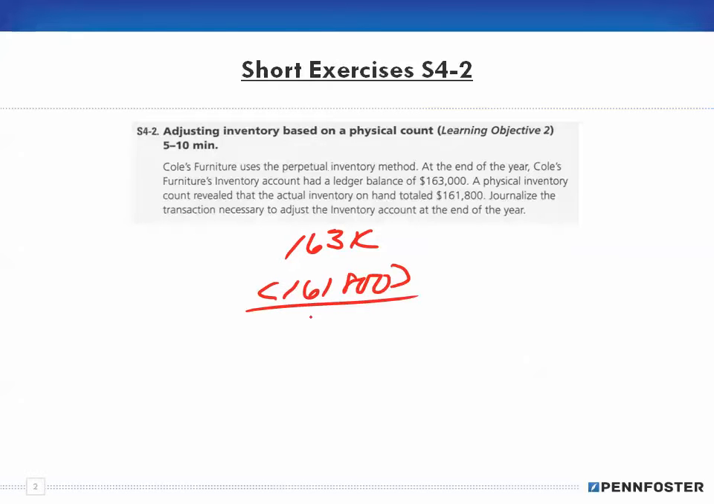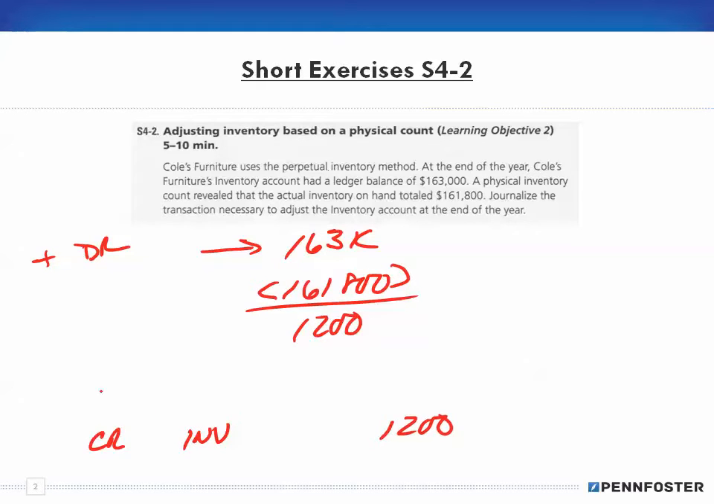So you end up making the adjusting entry for the 1,200. The 163,000 is an inventory, and inventory is an asset, and our assets are increased on the debit side, right? The normal balance of an asset is a debit. So our inventory account had a debit of 163,000. Well, it's decreasing by 1,200, so obviously we have to credit inventory for the 1,200.